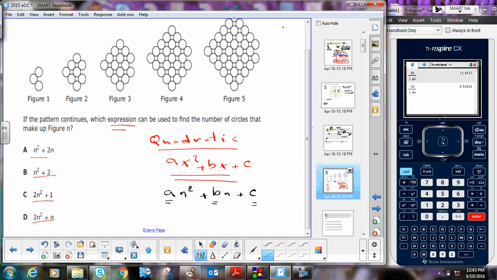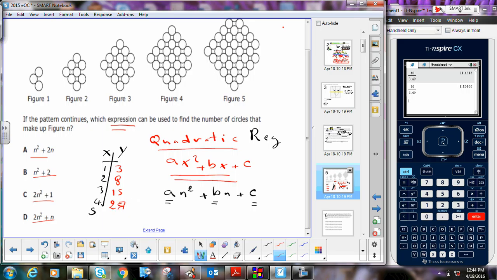Your best bet is to use the quadratic regression. But for that we need a table. So this is how you're gonna make the table, x and y. X is going to be the figure number, so figure 1, figure 2, figure 3, 4, and 5. So let's see, at figure 1, how many circles do we have? 3. At figure 2, count them. You will see 8. At figure 3, you have 4 and 4 and 4 and 3, that's 15.